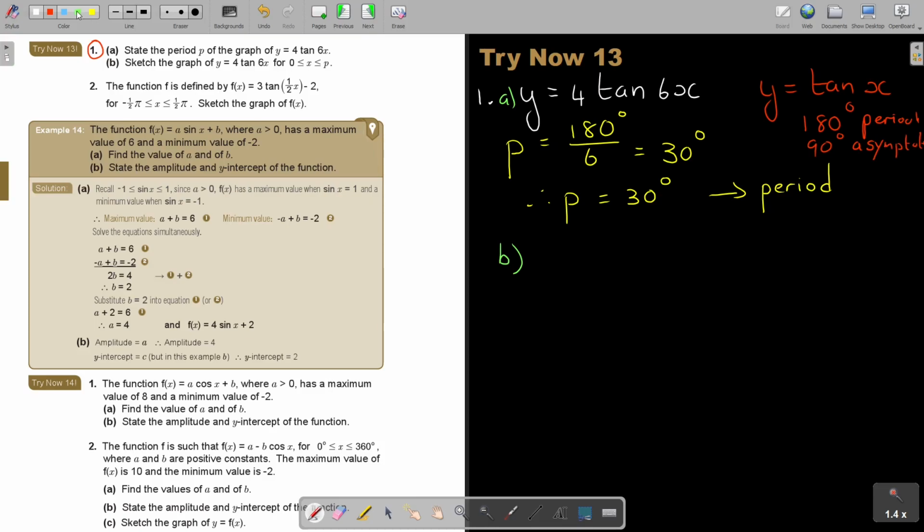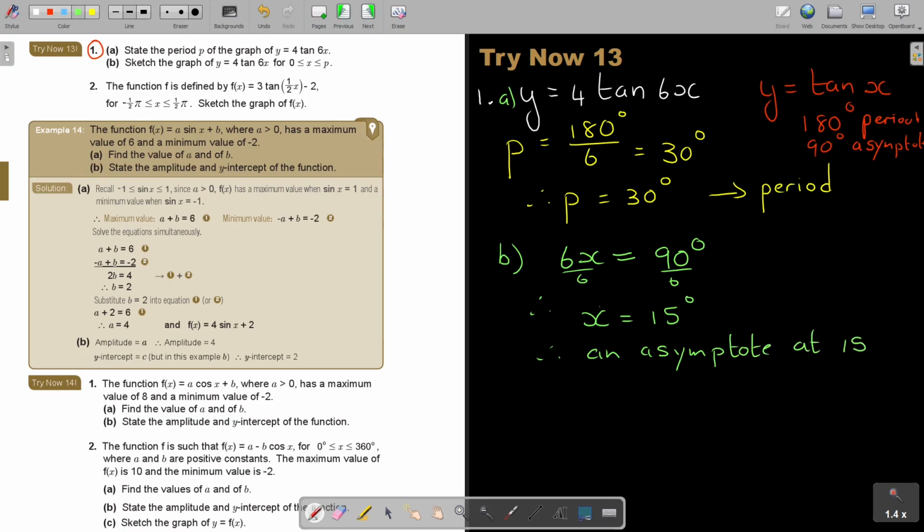Okay, so to find that, I'm going to take that 6x, because it's not 1x, and write it equal to the normal asymptote. Then I divide both sides by 6, and I get that x is equal to 15 degrees. So therefore, there is an asymptote at 15 degrees. Keep it in mind, it will be your dotted line.